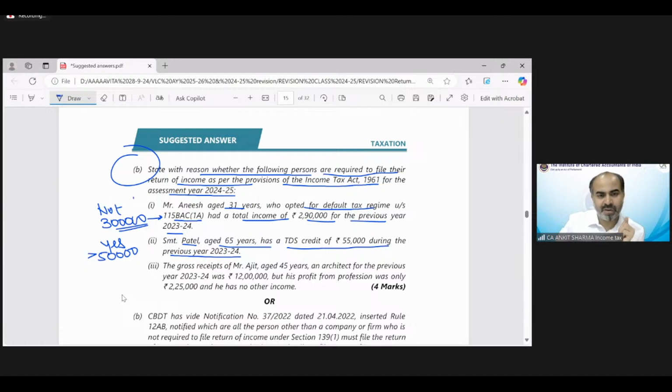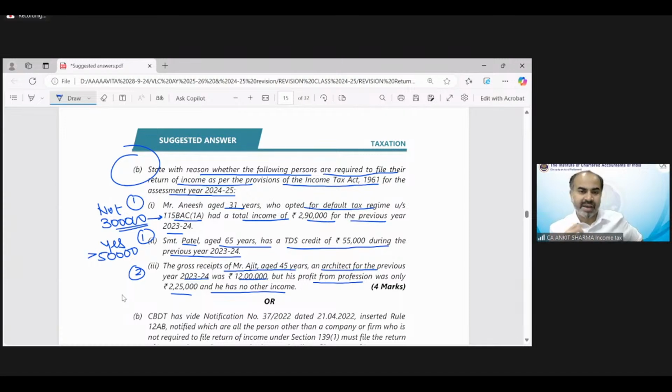That might be for 1 mark, and that might be for 2 marks. How does it matter? The gross receipt of Mr. Ajit, age 45 years, an architect for the previous year 23-24 was 12 lakh, but his profit from profession was only 2,25,000 and he has no other income. So yes or no? Komalpreet is saying required.